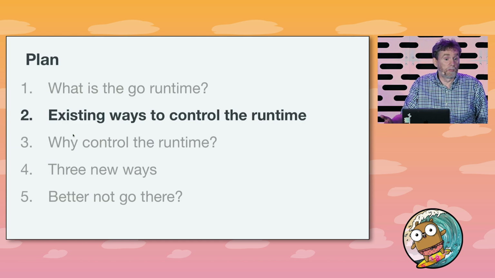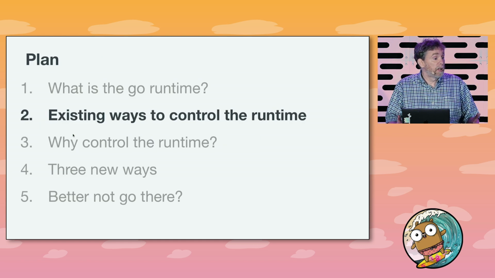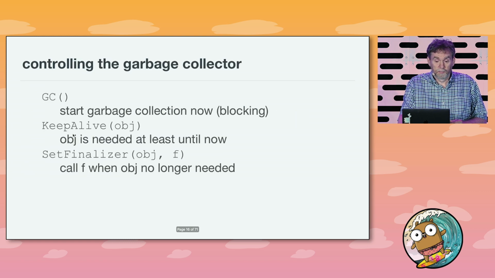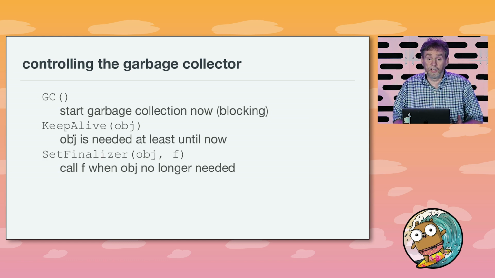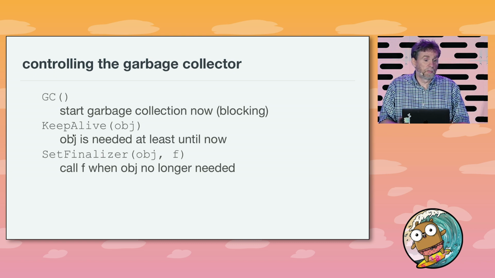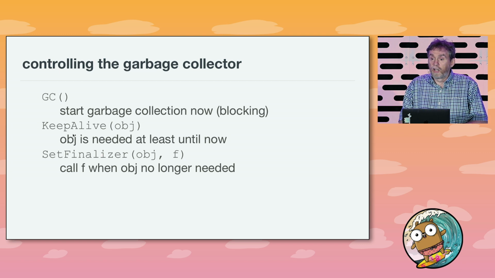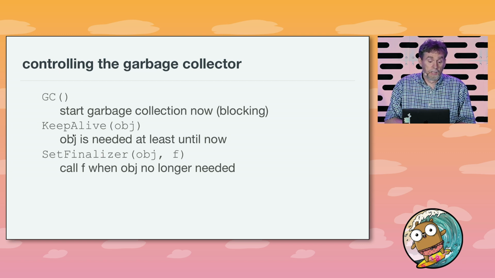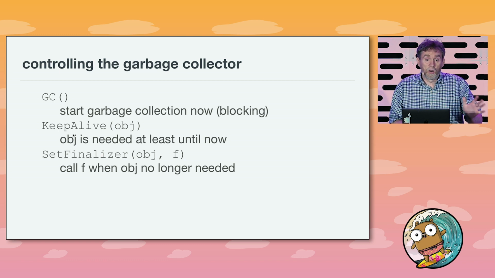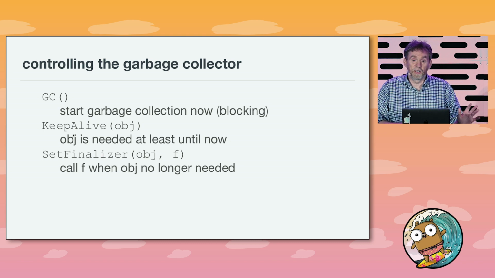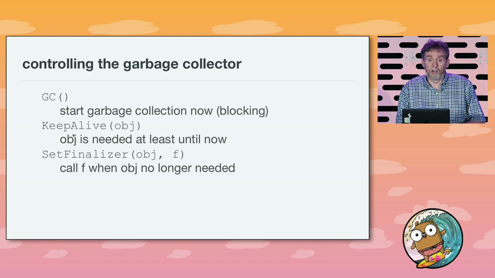So let's dive in a little bit deeper and have a look at what those functions do and how they work. First, the ones for the garbage collector. There's one called GC, and that says, stop everything, collect all the garbage. It's a blocking call. It runs the garbage collector immediately. There's also a function called KeepAlive. What that does is it says, don't throw the object away yet. We're going to need that at least until now. Be sure to keep that around.